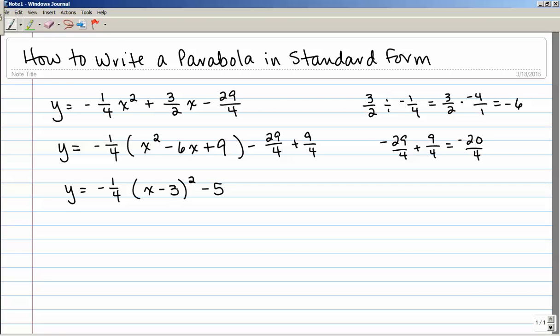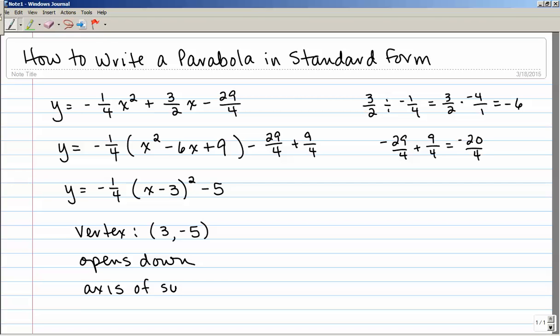Remember, the number right here is h, the number out here is k, so my vertex is going to be at 3, negative 5. My direction of opening is going to be down because a is negative. And my axis of symmetry is going to be the equation x equals 3. Remember, the axis of symmetry is a vertical line that goes through the x coordinate of the vertex.